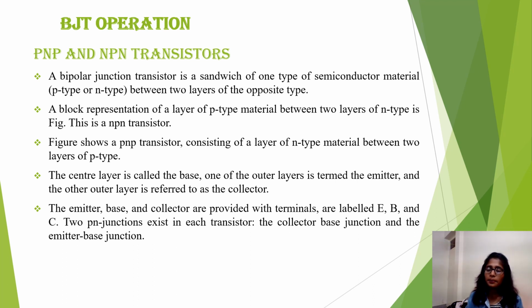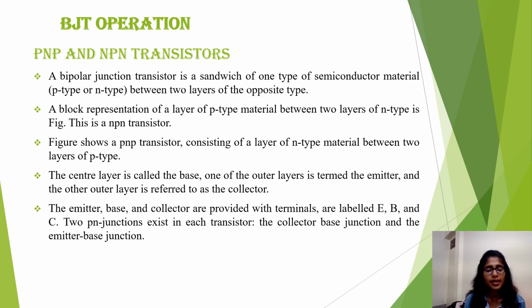This is an NPN transistor. The figure shown is an NPN transistor, which consists of a layer of n-type material between two layers of p-type. The central layer is called the base. One of the outer layers is termed the emitter and the other outer layer is referred to as the collector. In BJT operations, the emitter, base, and collector are provided with terminals labeled E, B, and C.